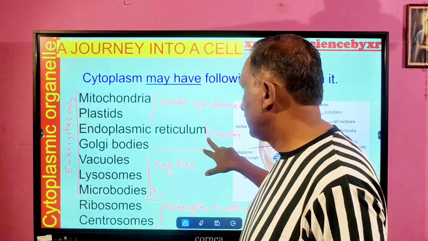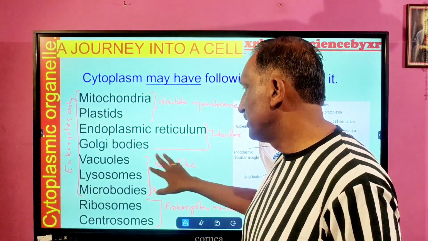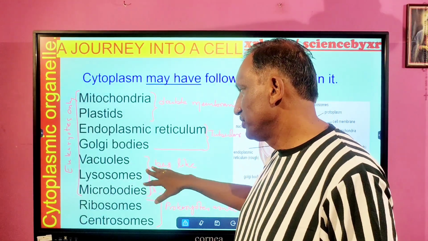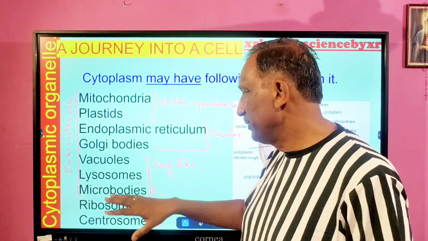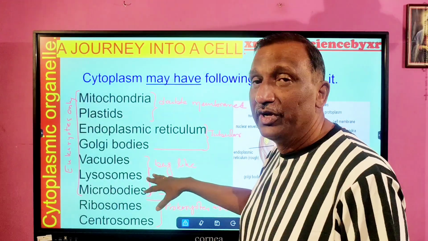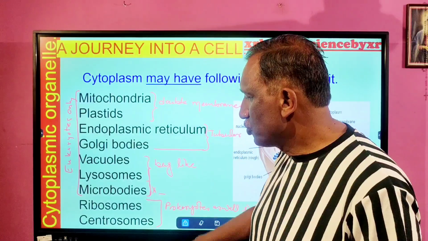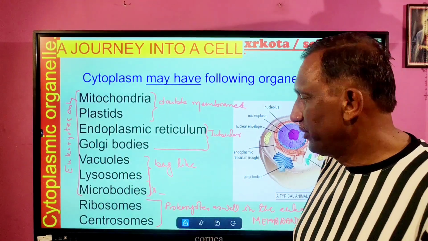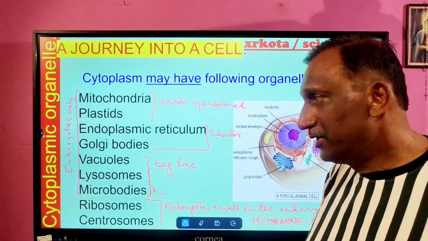Endoplasmic reticulum and Golgi body are tubular in appearance, and membranes are there. Vacuoles and lysosomes have a membrane structure which separates them, and thus they look like a bag-like structure, and they store something. And ribosome and centrosome do not have any membrane, and these are those organelles which are found in the prokaryote as well as in eukaryotes.